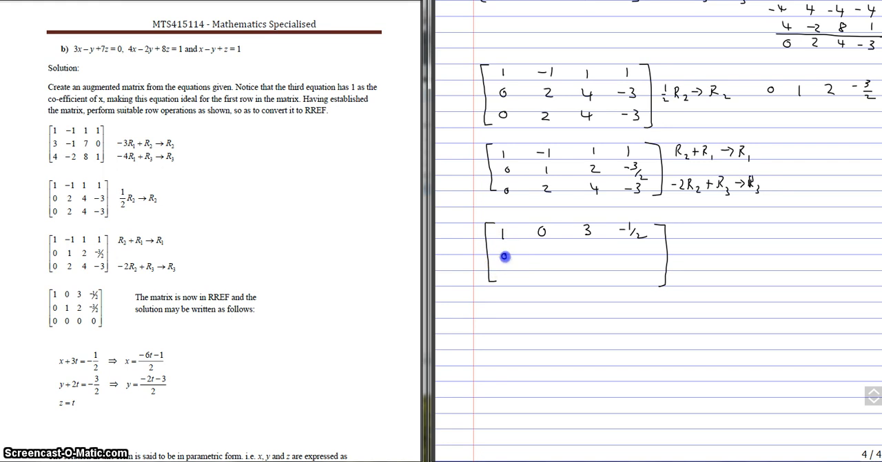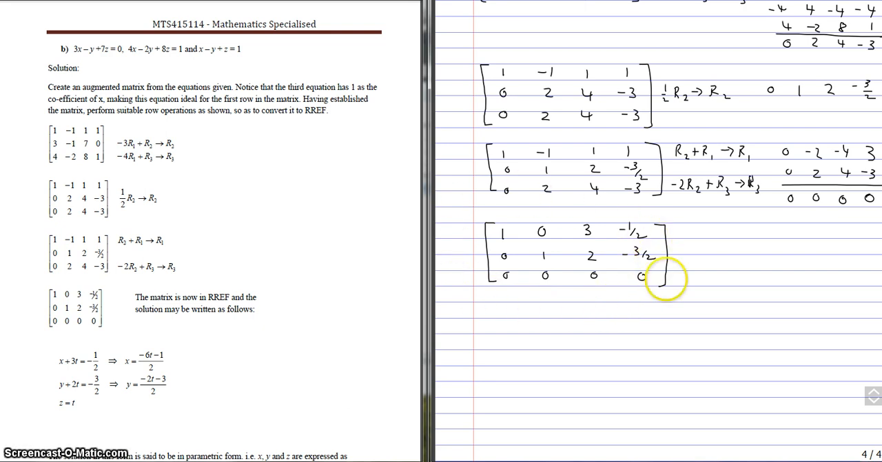Our second row remains the same: 0, 1, 2 and negative 3 over 2. Our third row we work out this way. We're multiplying our second row by negative 2, so that's 0, negative 2, negative 4 and positive 3. Adding that to our third row, 0, 2, 4, negative 3, and when we add those together we have 0, 0, 0 and 0. Interesting. We have a full 0 row.